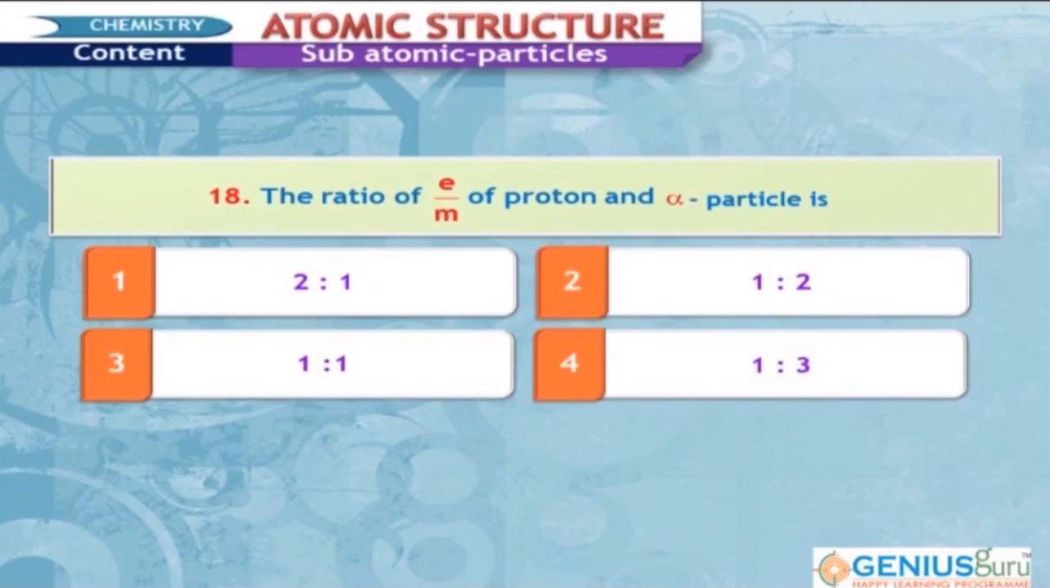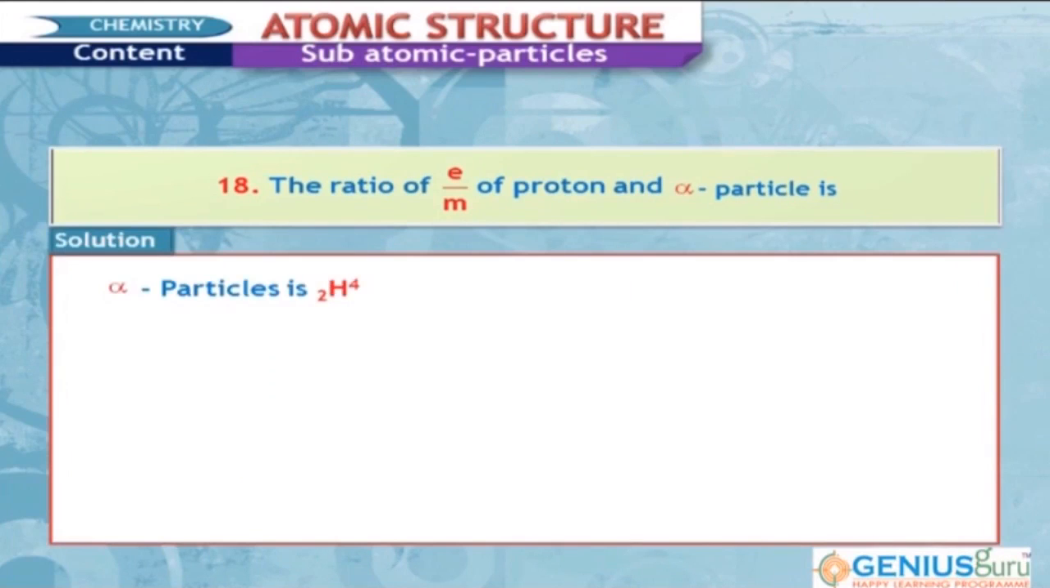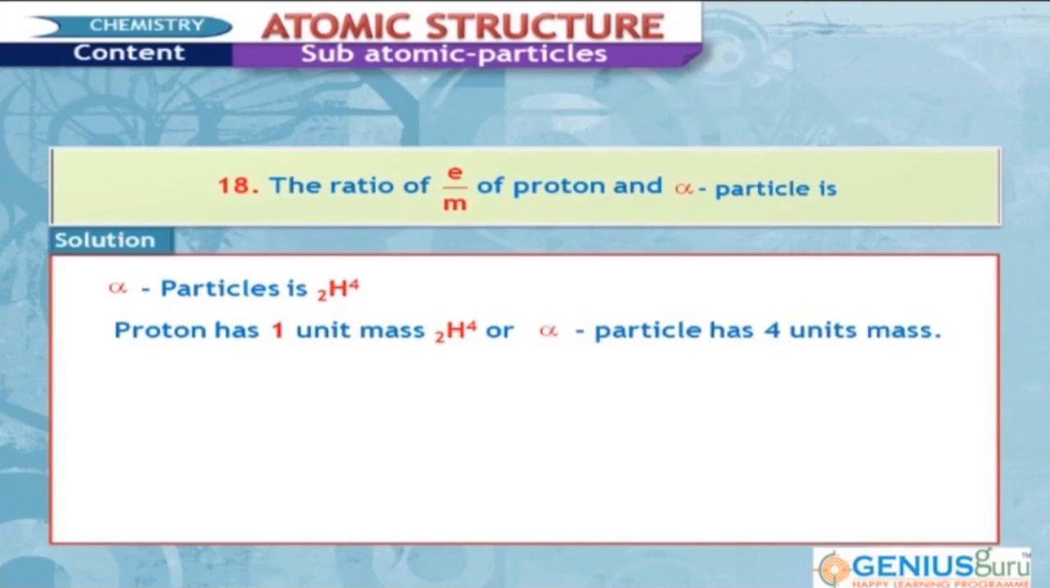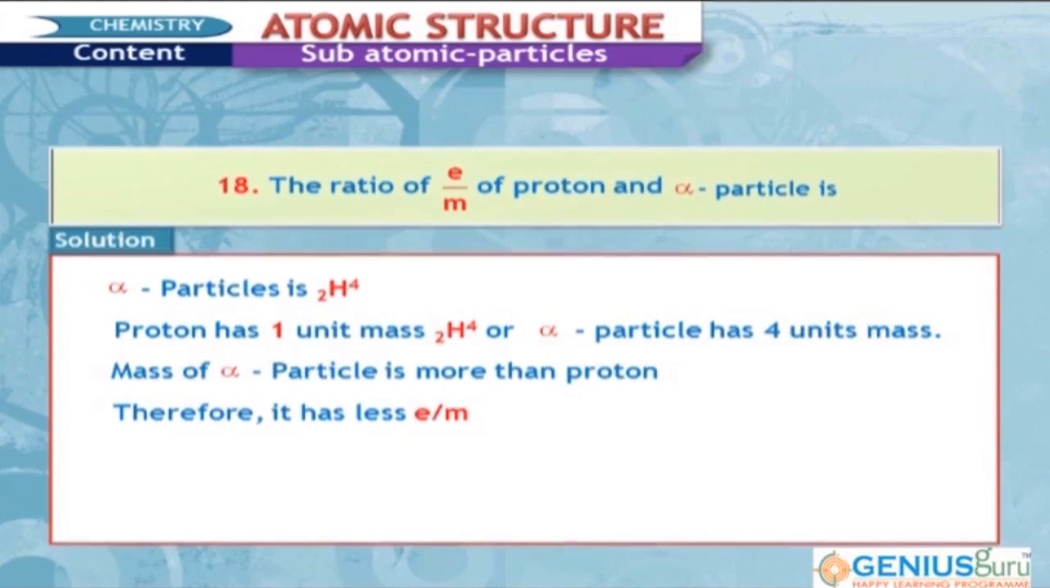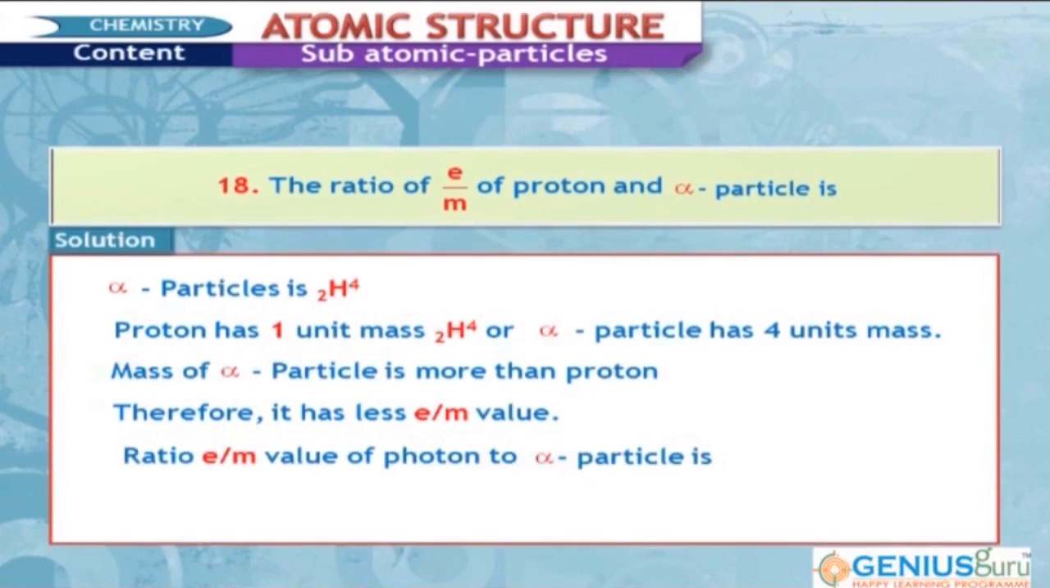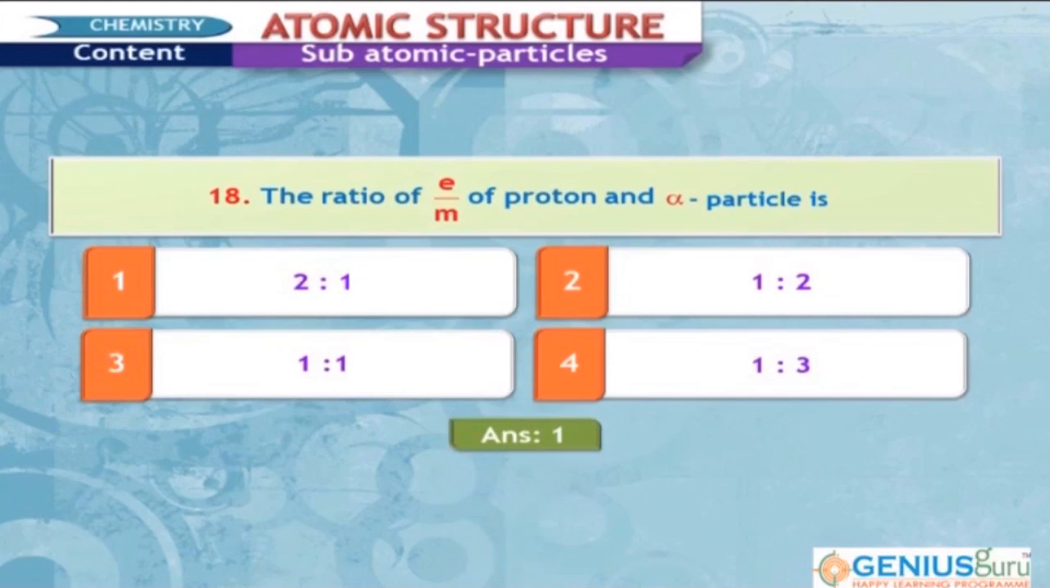The alpha particle is represented as 2He4. The proton has 1 unit mass, whereas the alpha particle, or 2He4, has 4 units mass. What we can say is, the mass of the alpha particle is more, therefore it has less e/m value. Now, coming to the ratio of e/m value of proton to the alpha particle, the relative charge is taken as 1 unit divided by mass as 1 unit, whereas the e/m value of alpha particle can be taken as 2 by 4. The ratio could be 2 by 1, or 2:1. So hence the correct option is 1.